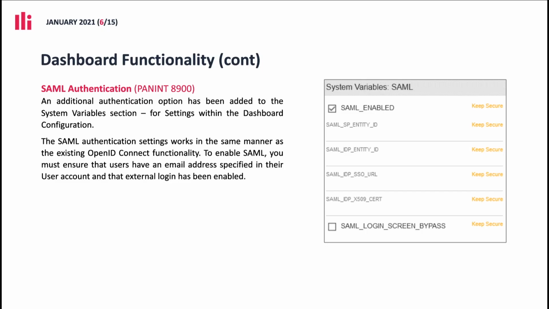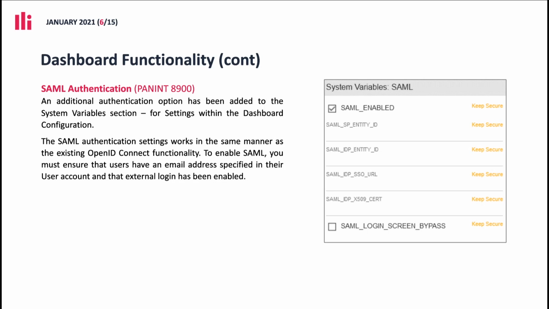An additional option, SAML, has been added to the System Variables section under the Settings menu in Dashboard Configuration. This works in the same way as existing OpenID Connect functionality. To enable this, you must ensure that users have an email address specified in their user account and that external login has been enabled.